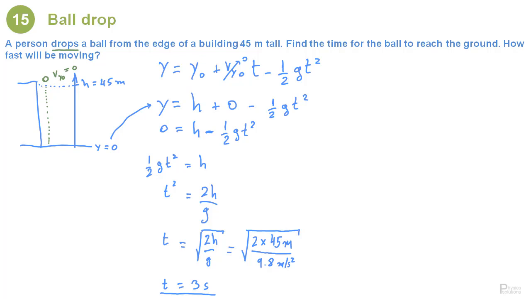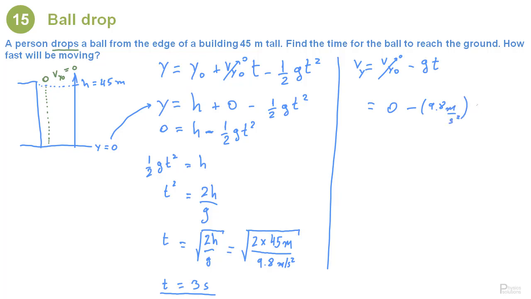The second part, we're asked to find the speed. So how fast will this ball be moving when it hits the ground? Since we have the time, we can simply use the formula that relates final velocity and time. So final velocity is initial velocity, put the y's everywhere, minus g times t. The initial velocity was 0. We knew this was 0 because the ball was dropped. Minus g, which is 9.8 meters per second squared, times the time, which is what we just found in the first part, 3 seconds.